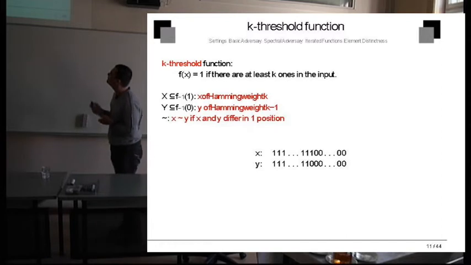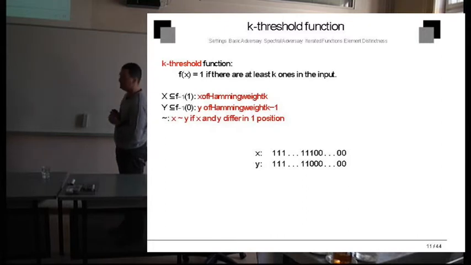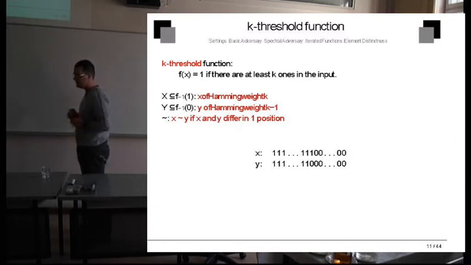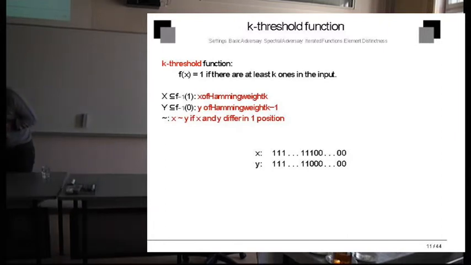So this is an example. Here we have k ones, here is one less, and there is only one position where they differ. All such pairs are in the relation, and also you see that not all pairs are in the relation, just a small fraction of pairs actually form this relation.